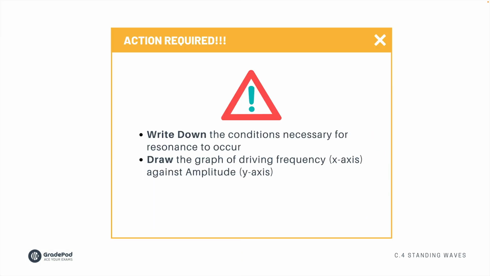Head to your revision note template, write down the conditions necessary for resonance to occur. And what I'm talking about with that is that the driving frequency must be equal to the natural frequency of the system. Then go to your common graph section and draw the graph of the driving frequency on the x-axis against the amplitude on the y-axis.